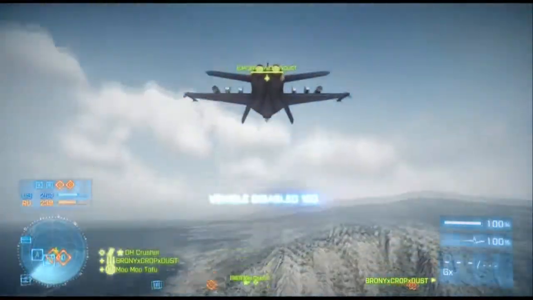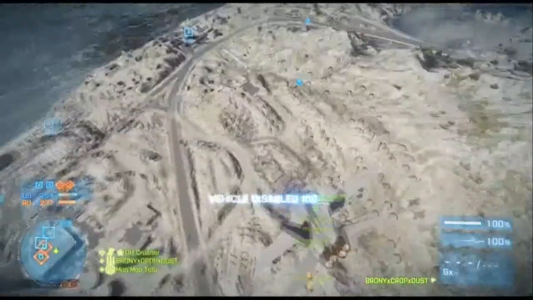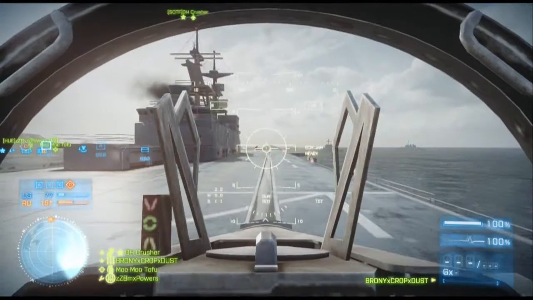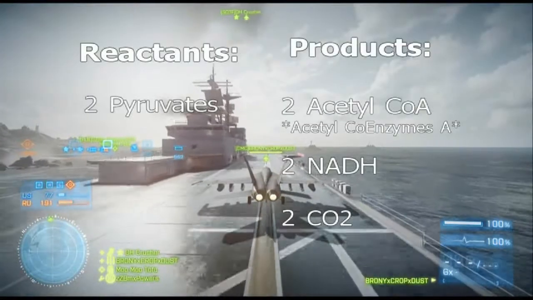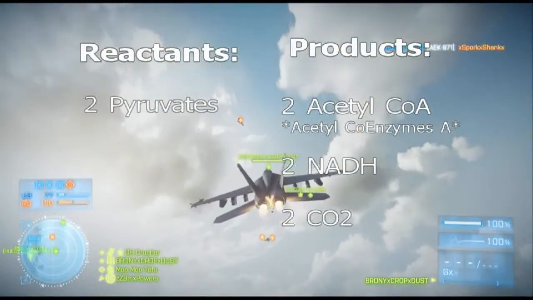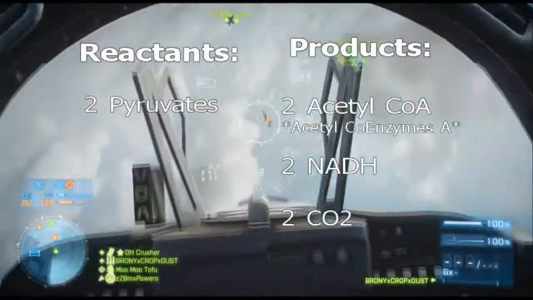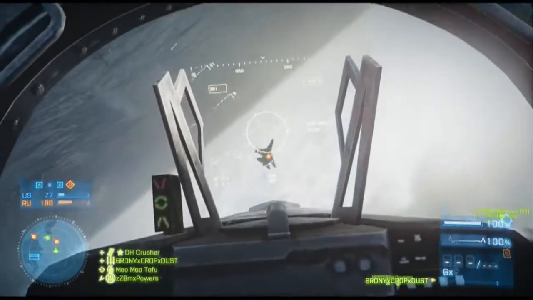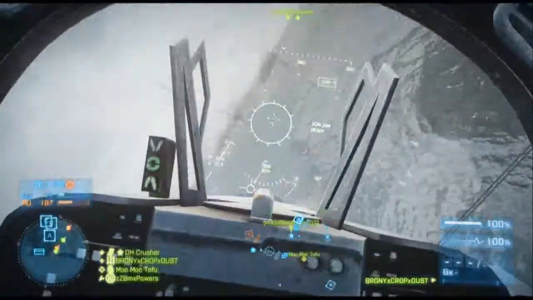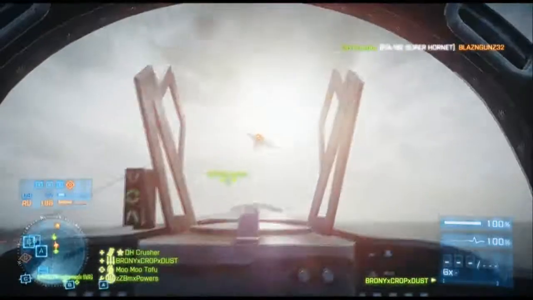Now, the next stage is technically the Krebs cycle, but there's an intermediate stage before this. The 2 pyruvates that were produced in glycolysis are converted into 2 acetyl-coenzyme A, 2 CO2, and 2 more NADH. This process also happens in the cytoplasm just before it enters the Krebs cycle, which happens in the mitochondria.